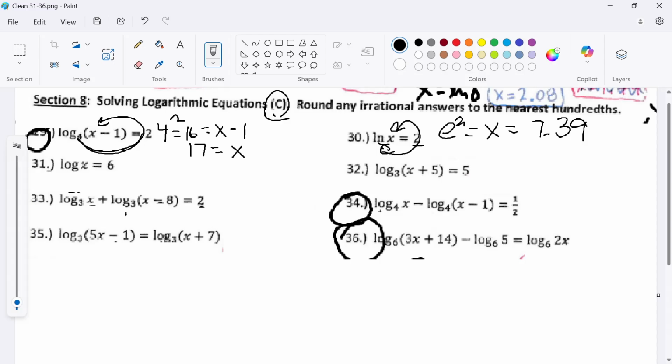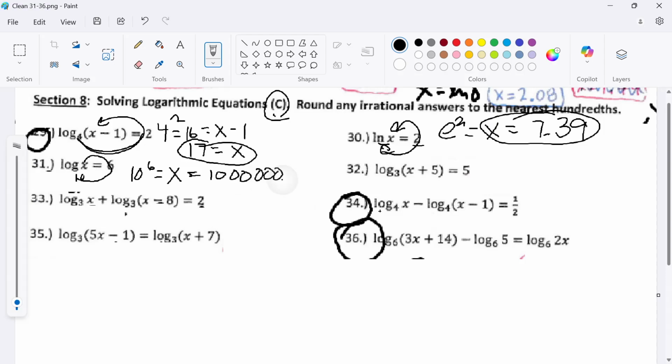Okay. I'll circle them. X is 17, x is 7.39. Log of x equals 6. Again, log on one side, number on the other. That's log base 10. 10 to the 6th equals x. That's like 1 times 10 to the 6th. That is 1 million. So see, 1, 2, 3, 4, 5, 6. 1 million. Okay. So x is 1 million.